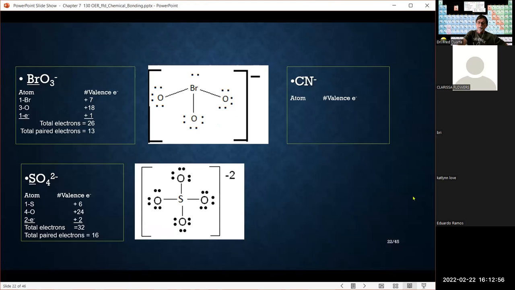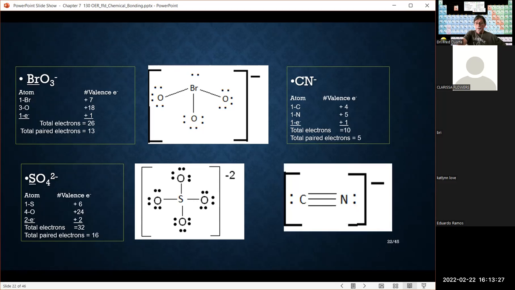And finally, the last one here, same scenario. Carbon brings in 4, nitrogen brings in 5, and we've got a negative charge, so we have to put in one more, total 10. Okay, this is very similar to the HCN we did earlier, except it's got a negative charge. The hydrogen has been removed. You see? And then you have 5 pair, and same scenario, go around there. You're going to end up having to make triple bonds, just like we did the first one. Then each one has a lone pair.